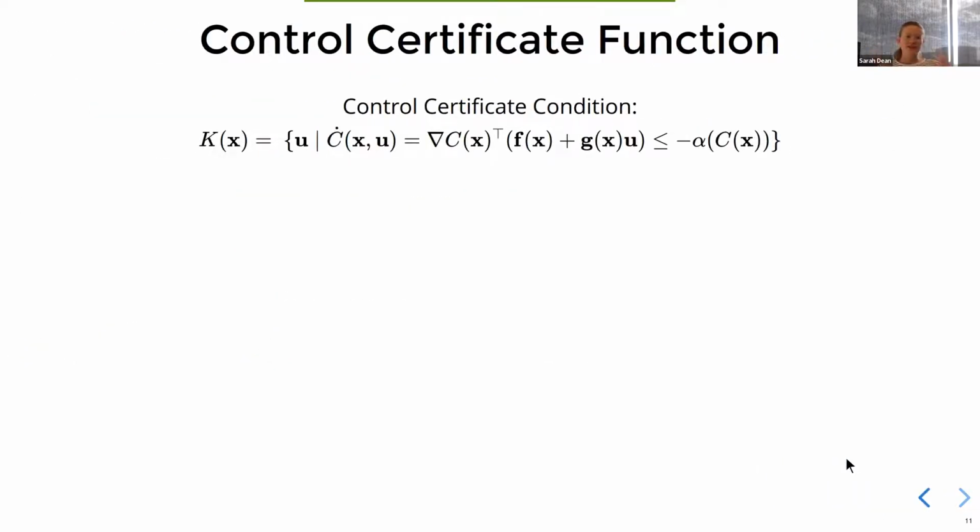Now, this is sort of the goal. This is what we would like to do with these functions. But let's zoom in a little bit on this control certificate condition. When are we actually effectively able to do this? So again, let's consider the set of inputs that guarantee the condition at a given state x. Notationally, in some of the future slides, I'm going to replace this inner product between the gradient of the certificate function and the dynamics with the Lie derivatives, L sub f C, and similarly, L sub g C.